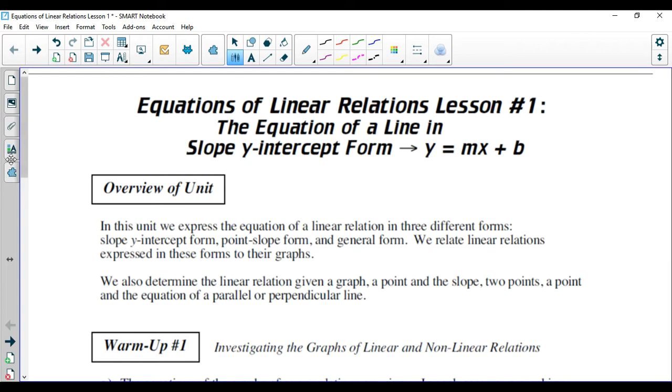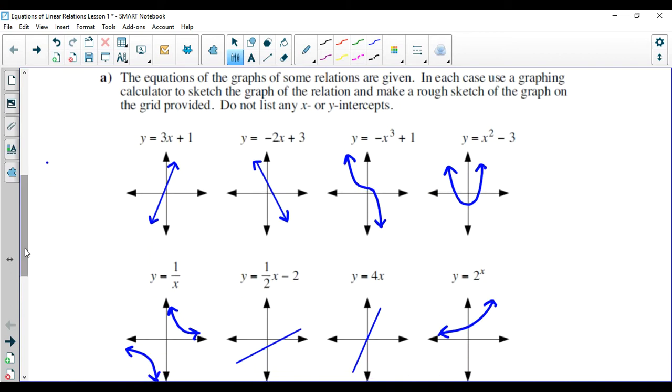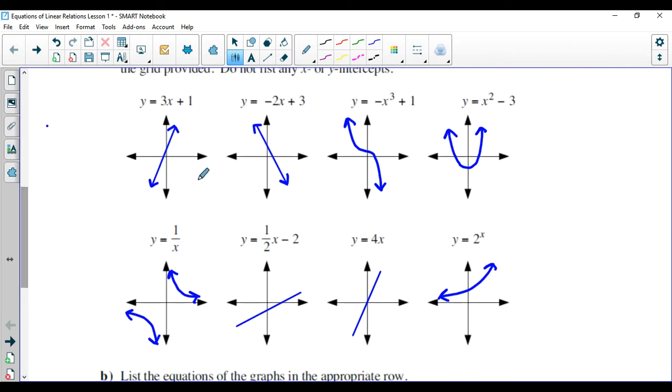Okay, so let's start off with this first warm-up. It says the equations of the graphs of some relations are given. In each case, use a graphing calculator to sketch the graph of the relation. Make a rough sketch of the graph on the grid provided. Do not list any of the x or y intercepts. Well, just to save a little bit of time, I decided to do that for you. If you wanted to practice plugging these into your graphing calculator, you could go ahead and do it and see if you can get the graph to look like these rough sketches here. But I simply wanted to do it so I could quickly illustrate the point in terms of identifying between what is a linear graph and what's a nonlinear graph.